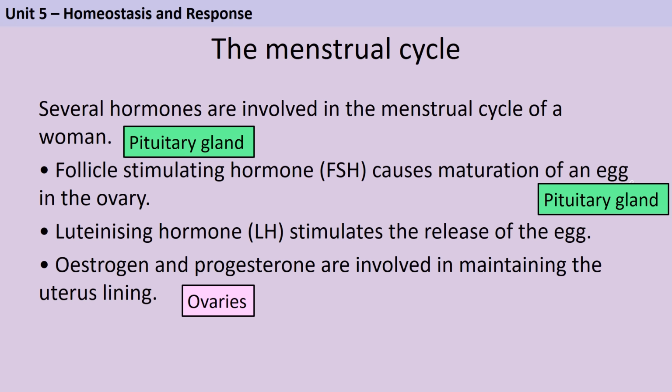The menstrual cycle is controlled by 4 hormones. Follicle stimulating hormone, or FSH, causes an egg to mature and become ready for ovulation. Then luteinizing hormone, or LH, stimulates that egg to actually be released. The ovaries are responsible for making estrogen and progesterone, and they're both involved in maintaining the uterus lining.